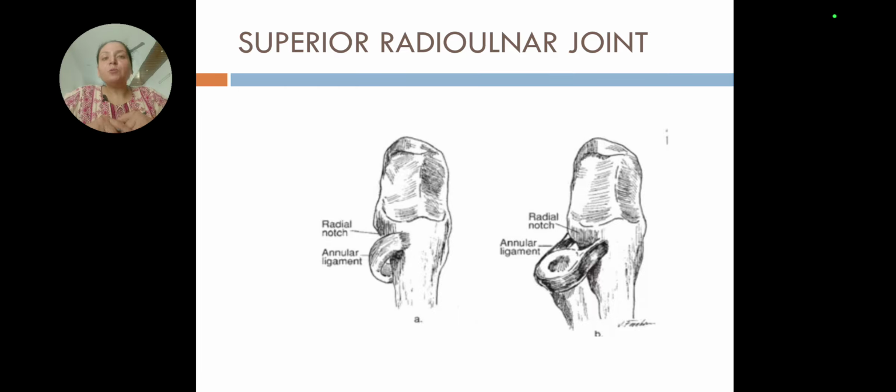Now let us start with the superior radioulnar joint. Fine. The superior radioulnar joint I have already described a little bit about the articular surface. Now let us see this again.